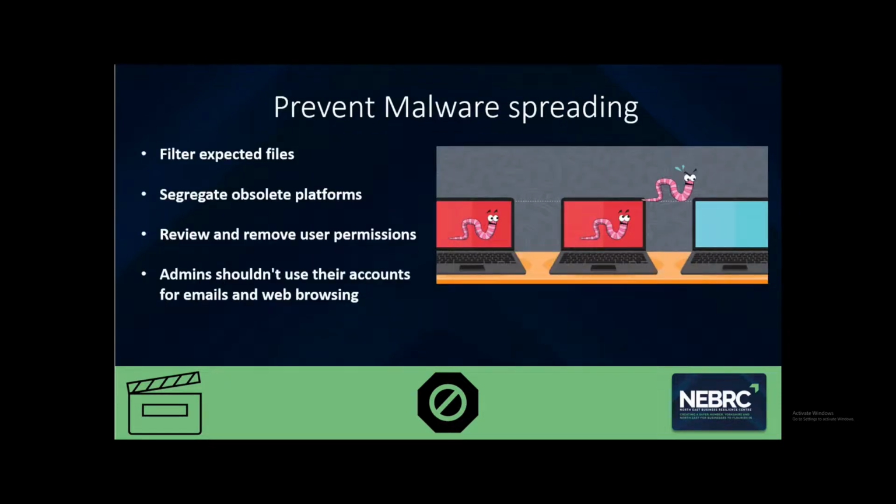To prevent the malware from spreading across the network, filter files to only allow the file types you are expecting to receive. Make sure that obsolete platforms are properly segregated from the rest of the network. Perform regular reviews and remove user permissions that are no longer required to limit the malware's ability to spread. Last but not least, ensure that admins don't use their accounts when they are checking their emails or browsing the internet.